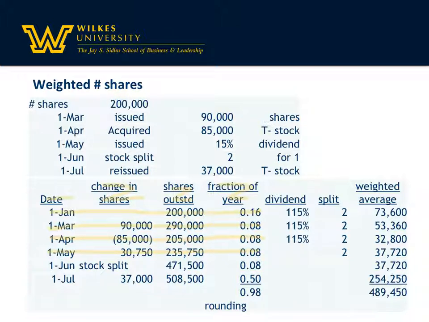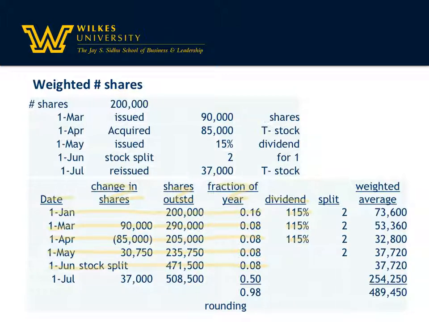What changed was this 15% stock dividend. And all those shares that we had at the beginning of the year were affected. So since that kind of affects retroactively, we have to go in and add the dividend of 115% to everything that occurred prior to this transaction. And now our number of shares is taken care of in the 235,750. On June 1st, there was a stock split. So the 235,750 now becomes 471,500. And that happened for a month before the next transaction.